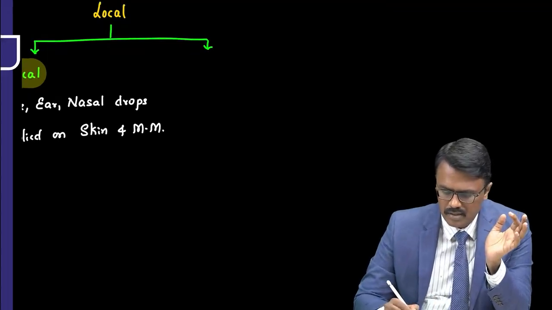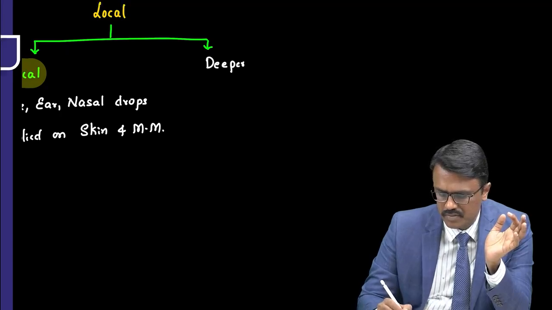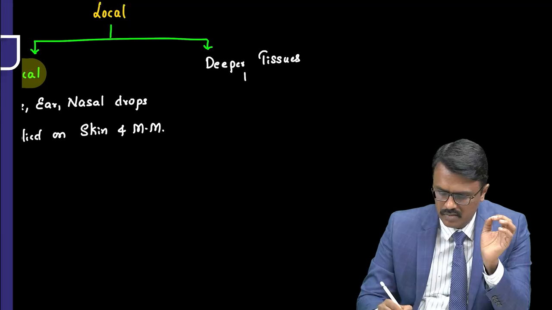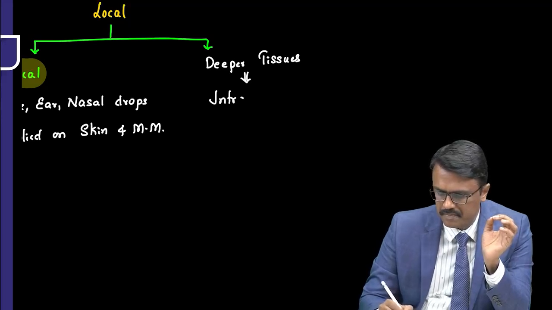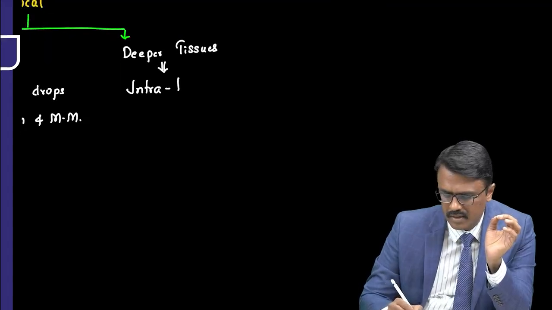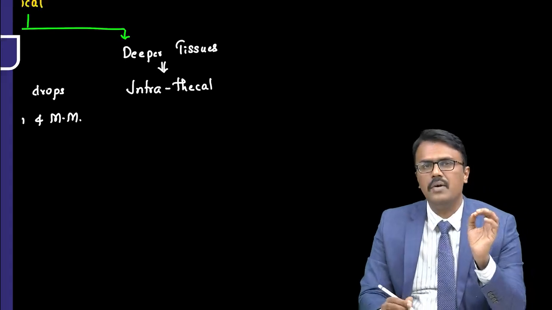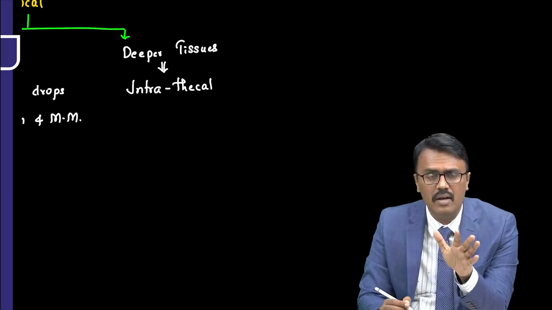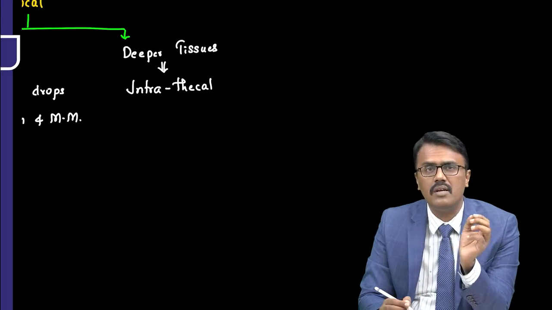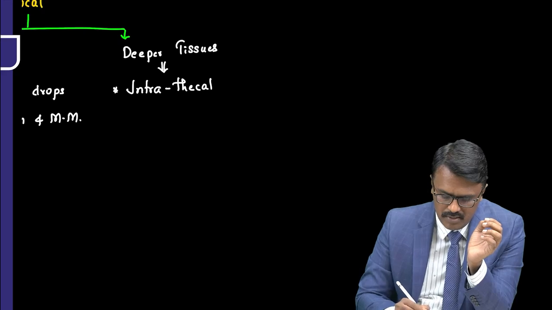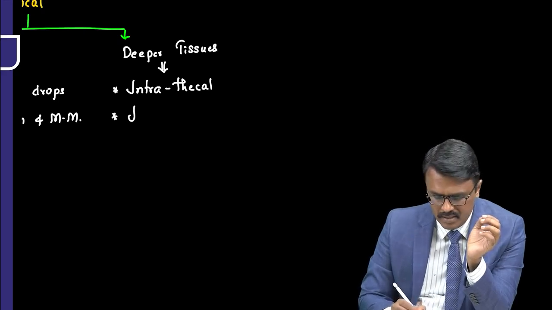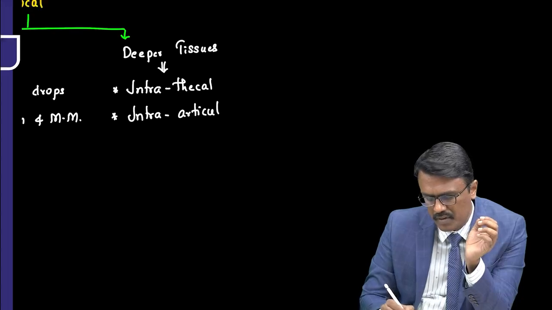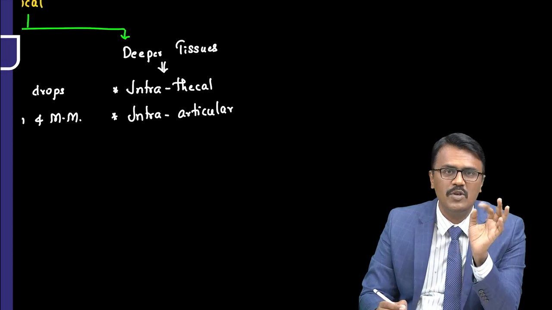Now, another important thing in this is the deeper tissues. So the drugs given in deeper tissues, what are those? For example, if I give a drug intrathecal, what do you mean by intrathecal? We give the drug into the spinal cord. So the purpose of giving drug in spinal cord is for local anesthesia. So we want the drug to work locally. So intrathecal means into the spinal cord. Then just now I told you we have intra-articular, where we give the drug into the joint space.